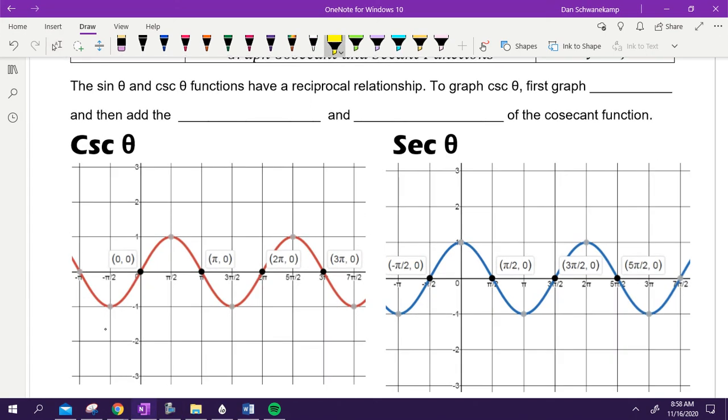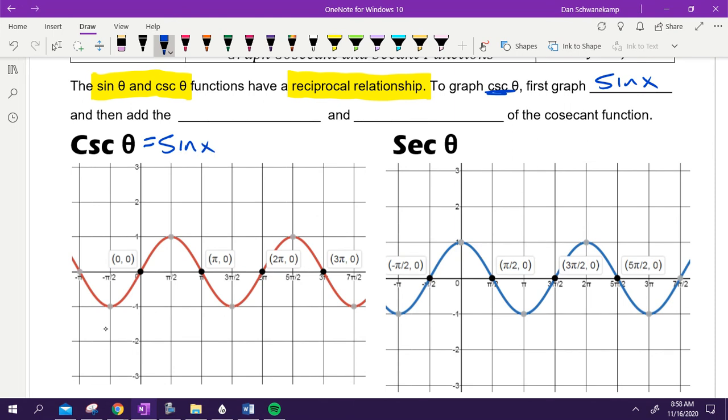So we want to graph some things here today. A reminder that sine and cosecant functions have a reciprocal relationship, just like secant and cosine graphs have a reciprocal relationship. If I want to graph cosecant, the first thing I'm going to do is graph sine. So when I look at this graph right here, and it says cosecant, cool, I'm going to graph sine. That's what I have right here.